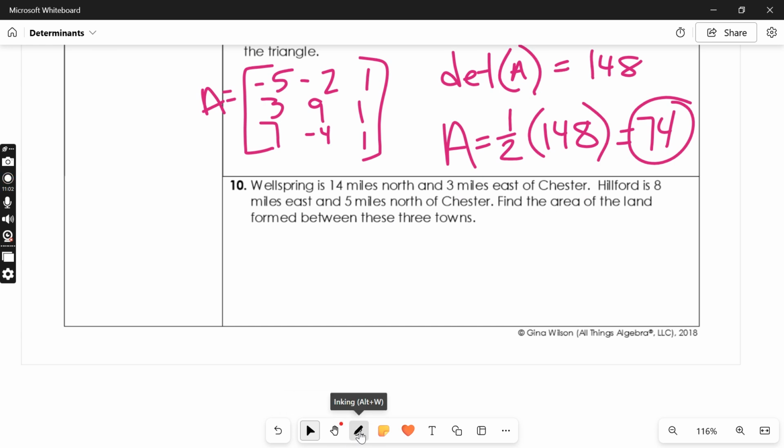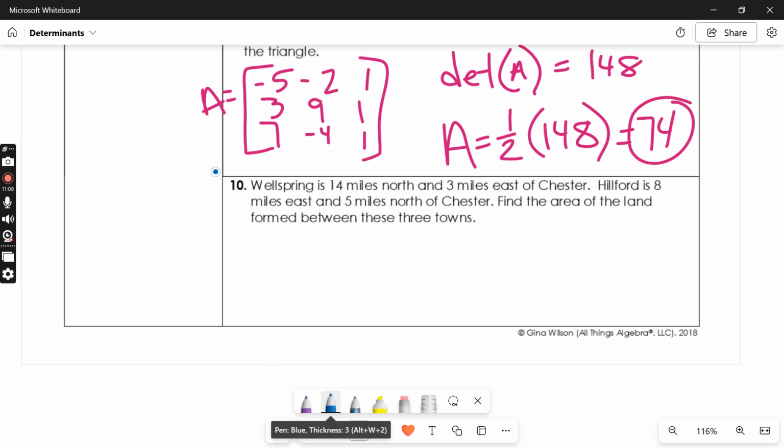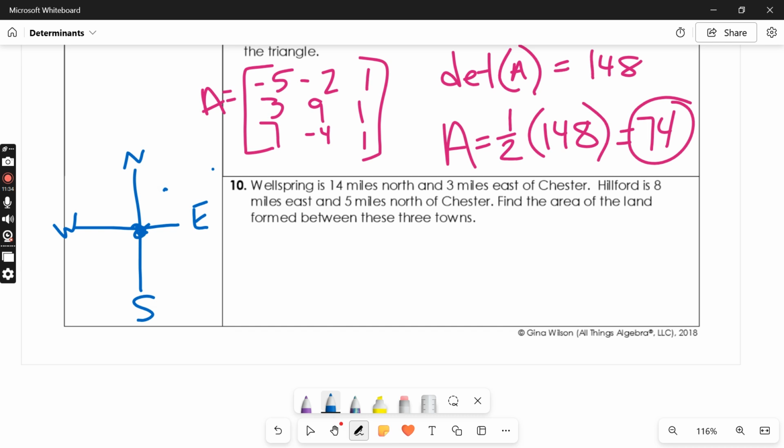All right, last one. Wellspring is 14 miles north and 3 miles east of Chester. Okay, so remember you have north, east, south, west. I'm going to say Chester is at the center here just because it didn't tell me where Chester is. And so it says 14 miles northeast. So that's going to be up here. Remember, when we're graphing things, we always go left and right first. So this point that it's giving us is really the point 3, 14, because we went to the right 3 and up 14.